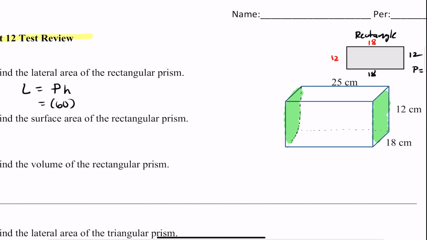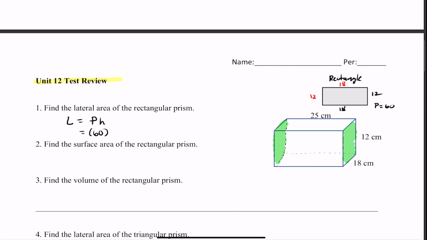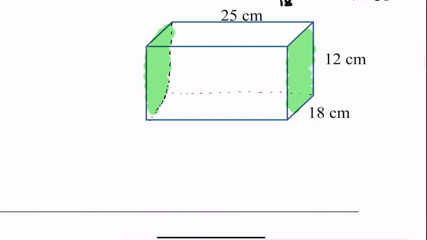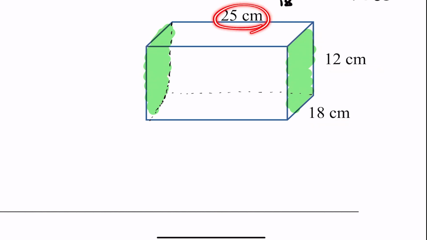Now, the height of the prism, the height of the actual prism, I'm not talking about the rectangle. I don't care about what the height of the rectangle is. That's not what H stands for in the lateral area. H stands for the height of the prism. So what separates the two bases? Well, we have a base here and a base here. What separates the two? Is it 12? Nope. Is it 18? Nope. It's 25. See?